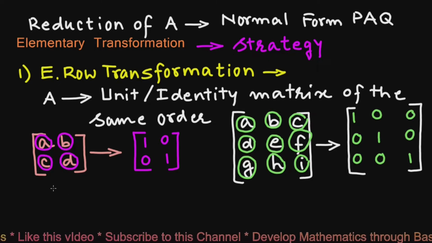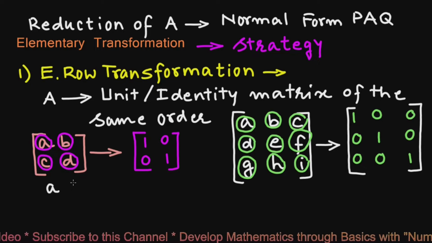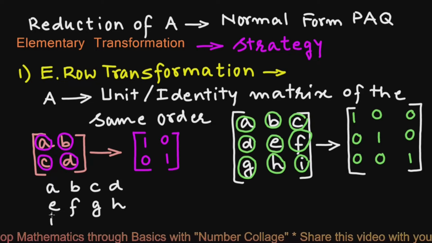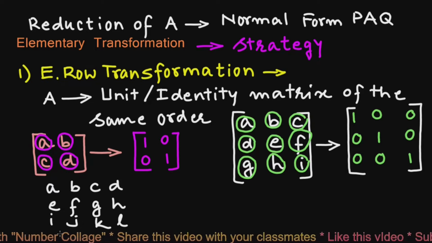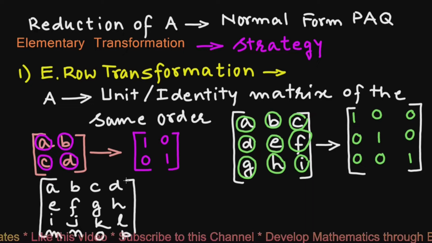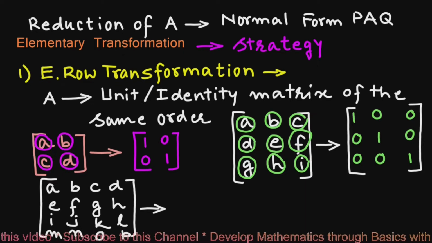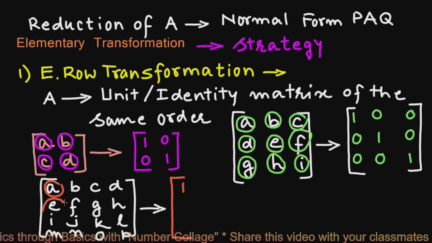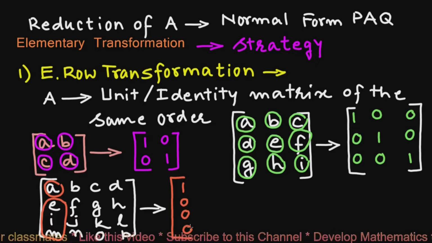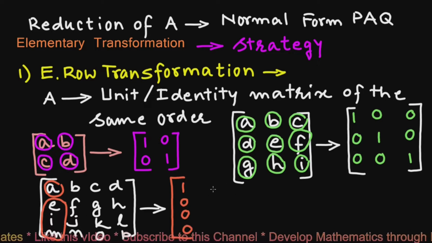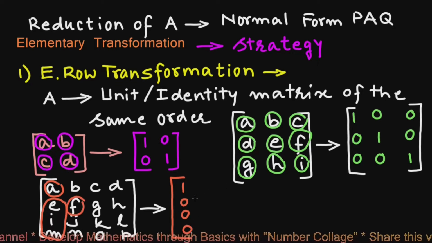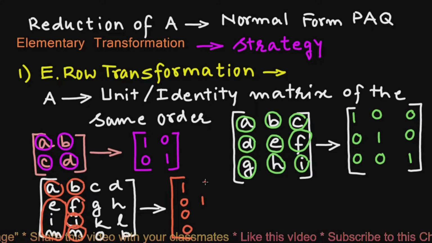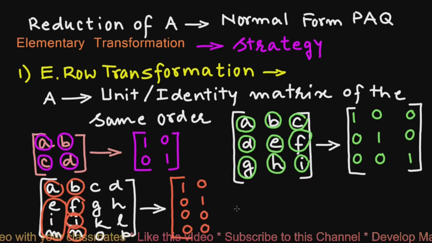If we are given matrix of order 4, A, B, C, D, E, F, G, H, I, J, K, L, M, N, O, P, we have to plan row transformations. First we have to convert this A to 1, then this E, I, M each to 0 in one step or in multiple steps. Then we have to convert this F to 1, then this B, J and N to zeros in a single step or in multiple steps.